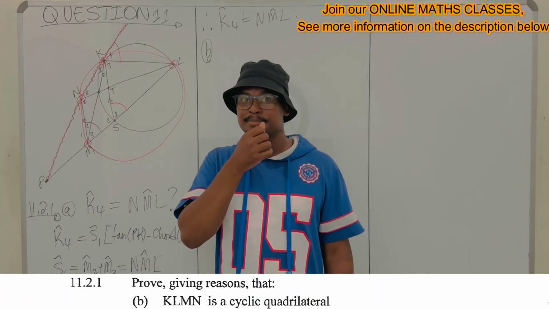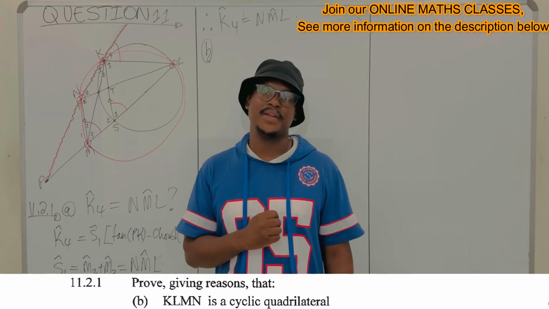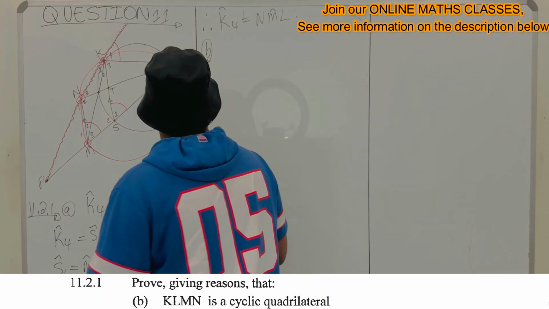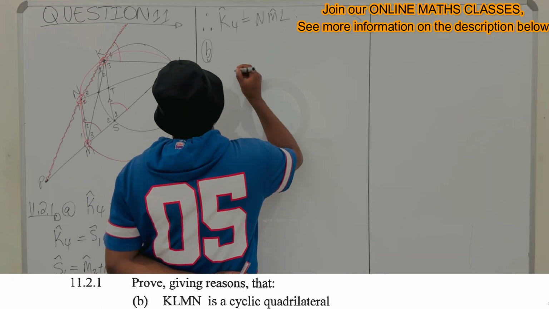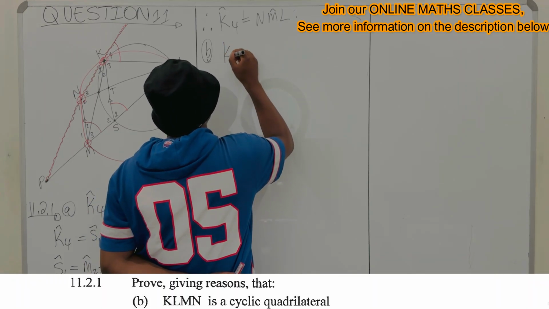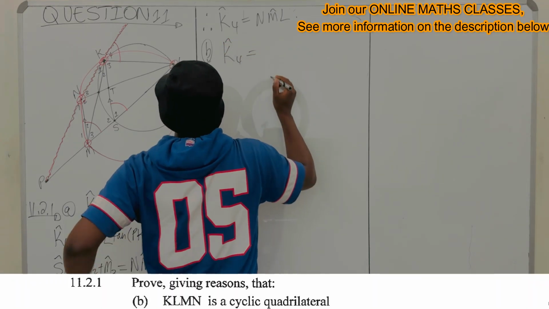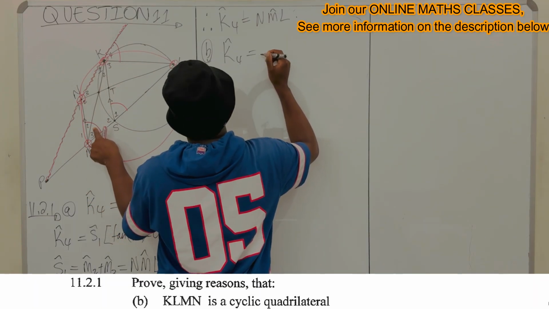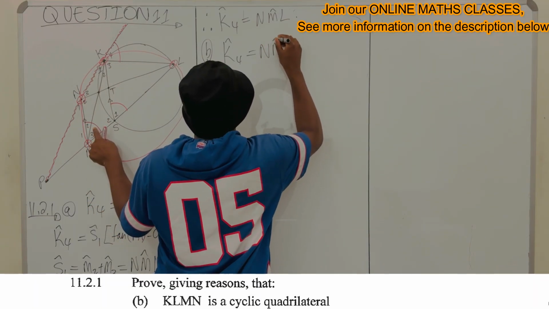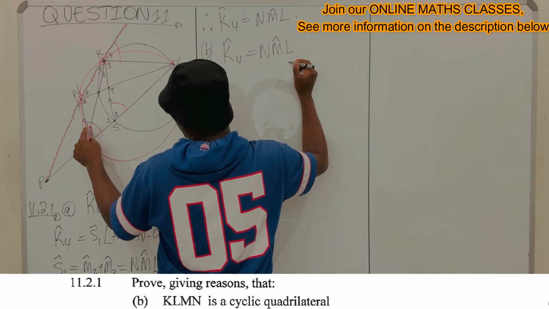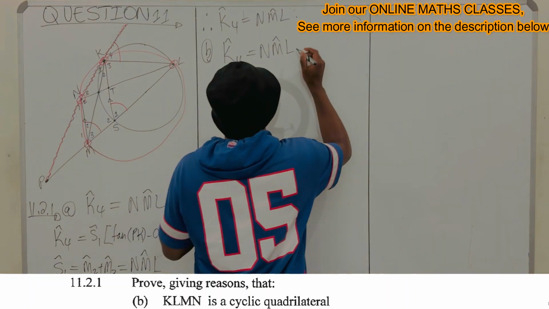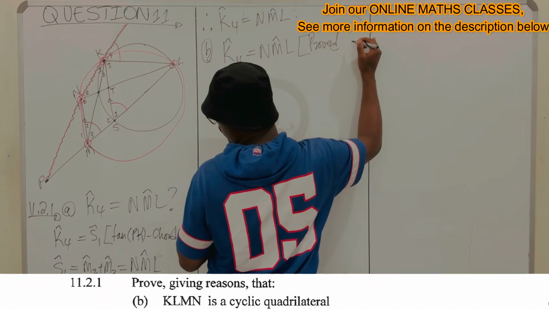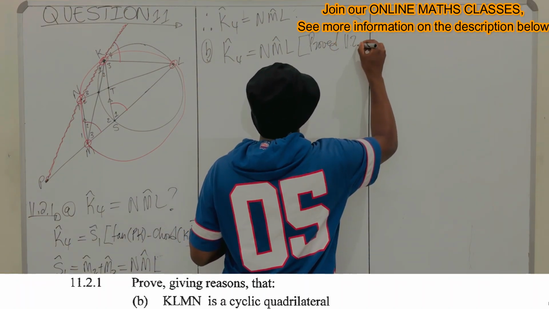If you are unclear, go to my playlist and watch my videos. You should be fine if you watch all those videos. So what I will say for now: angle K4 is equal to this angle over here, which is angle M, or maybe you can say M2 plus M3. Why? Because we proved this in 11.2.1a.